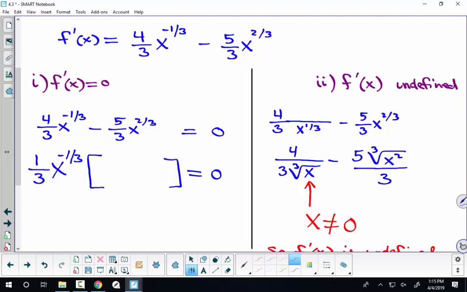I'll do the first one. It's 4 minus 5. There's going to be a power on x with the 5 though, because we just factored out the negative 1/3 from the 2/3. So what power of x is here?